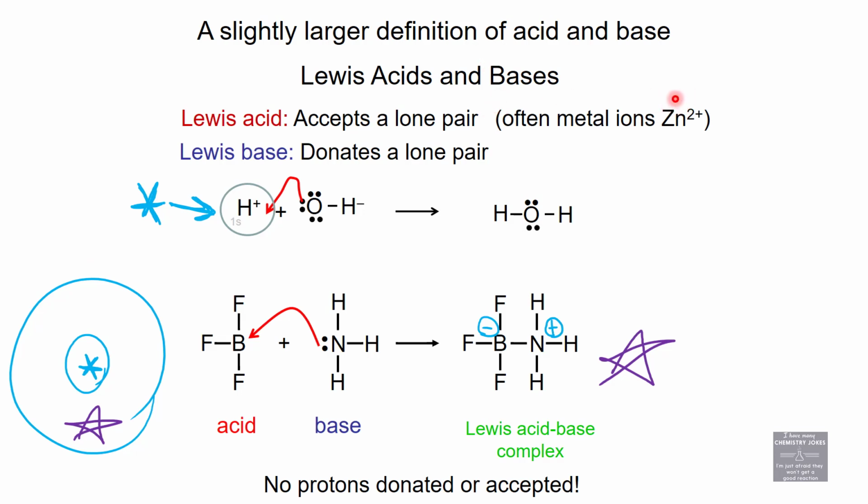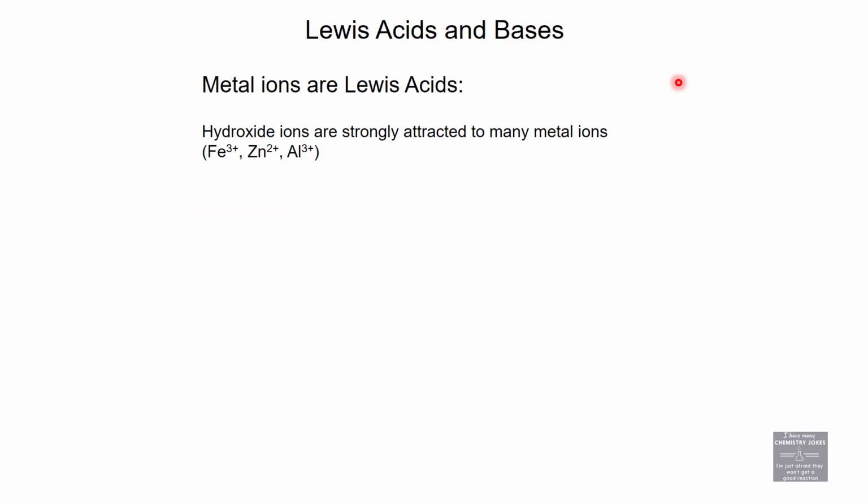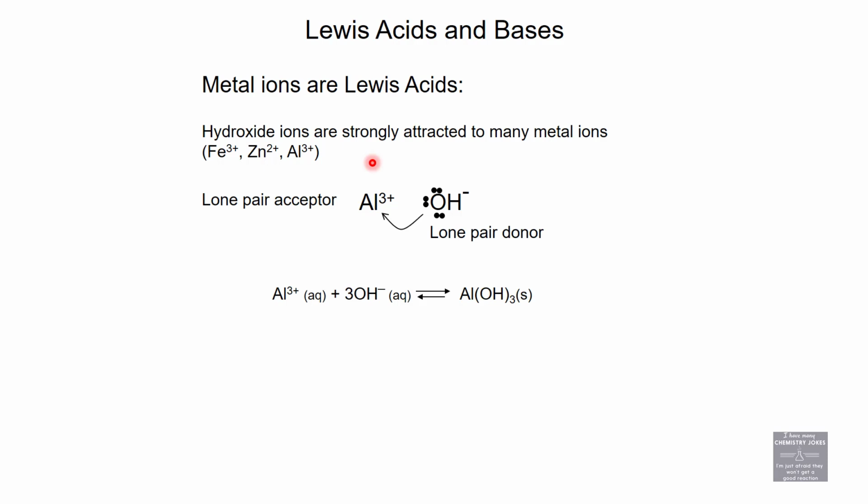Metal ions are often considered Lewis acids because they can accept electrons. So if I add something like aluminum 3+ to a solution of water, that aluminum 3+ can react with water's lone pairs. It can also react with hydroxide's lone pairs, like this. Hydroxide donates to the cation. Hydroxide is the base, the lone pair donor. Aluminum is the lone pair acceptor. He's the acid. The equation would look like this, so that it accepts enough hydroxides to become a neutral compound.